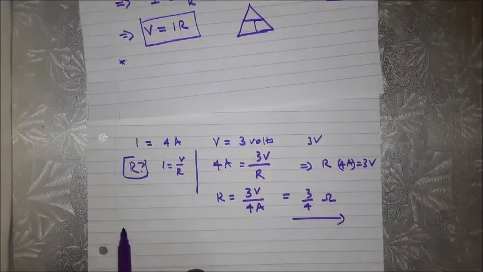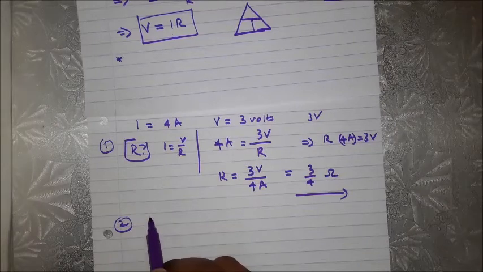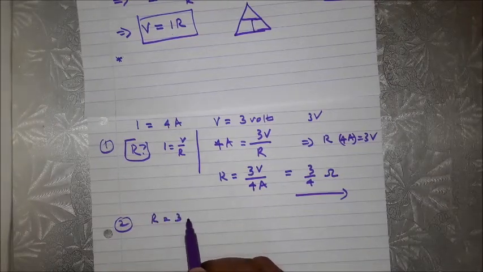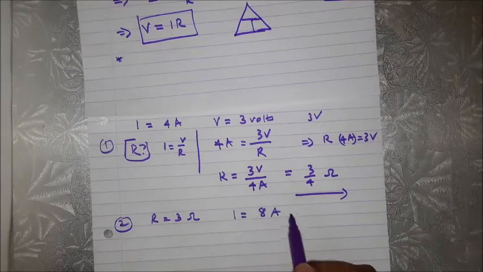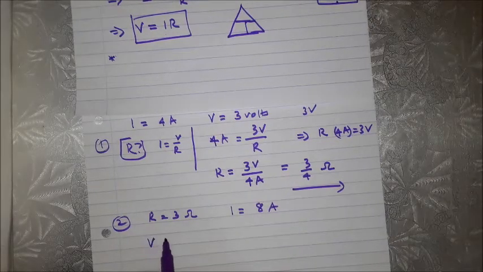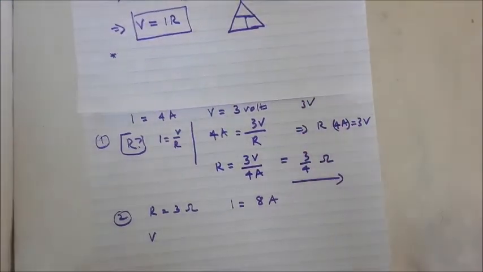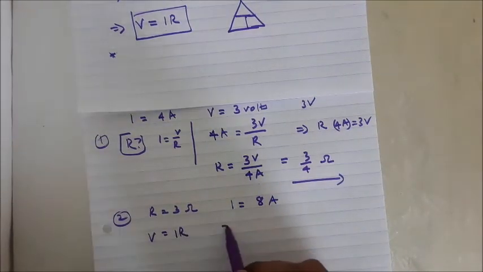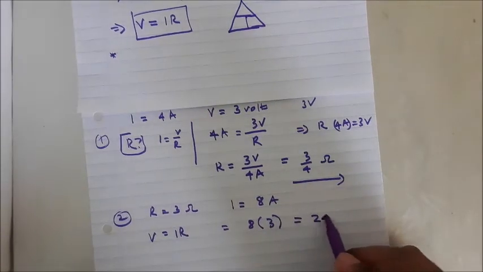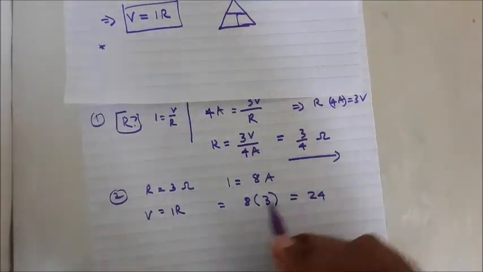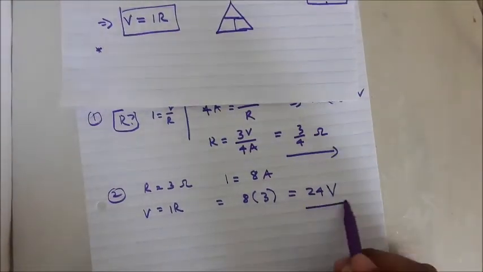And let's say you are given that resistance is 3 ohms, and then current is equal to 8 amps right here. So they tell you to find V. So V right here is going to equal I R. So it's going to be 8 multiplied by 3. 8 times 3 is 24 V. This will be your potential difference, or your volt, right here.